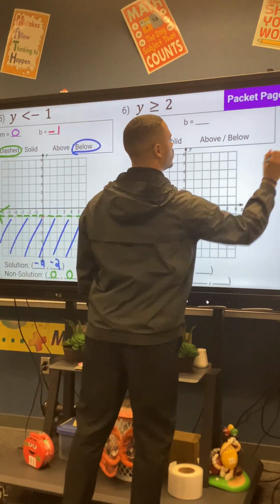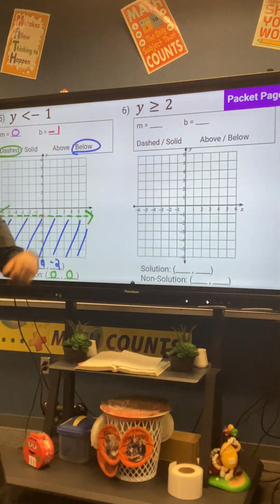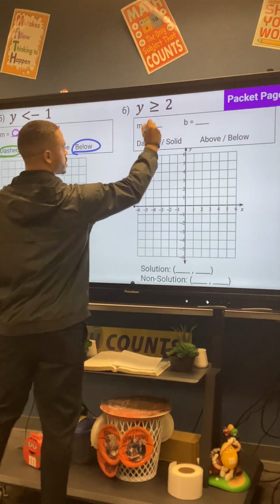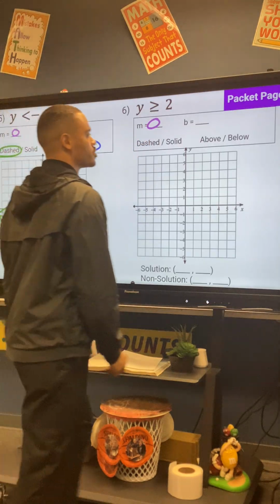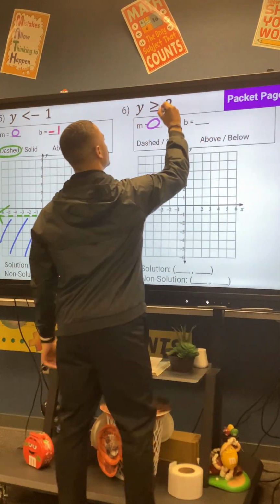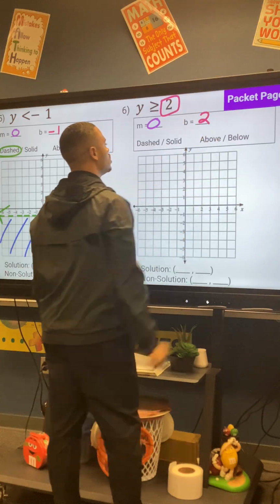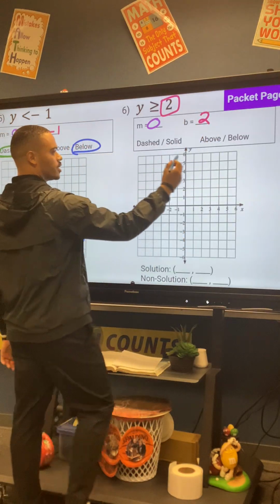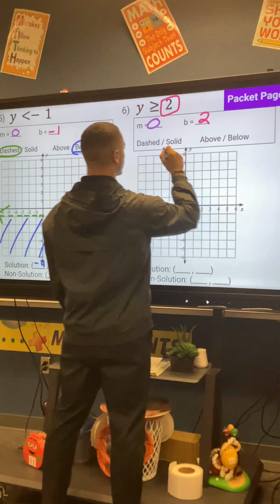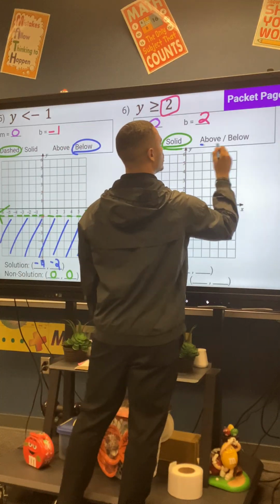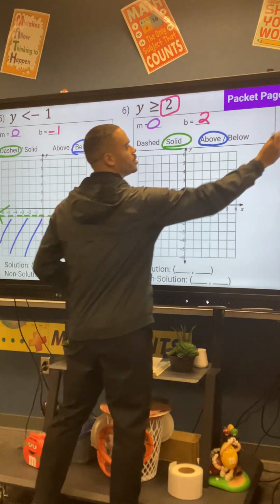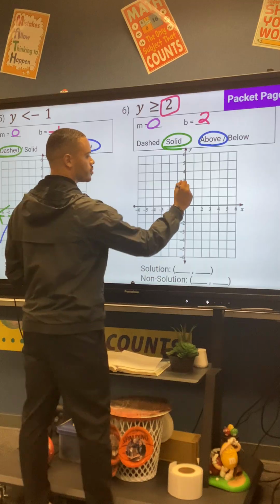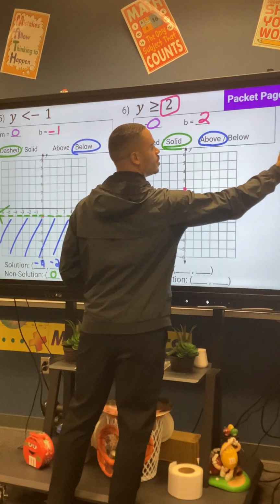Let's go through this second one. Do I have an M value? No. So my slope is, what's my B value? Solid above. Make sure you dash it. Dash it, dash it. That's a dashed line, not a solid line. Dash it. If you know you do it wrong, take your eraser and make the little dash marks.